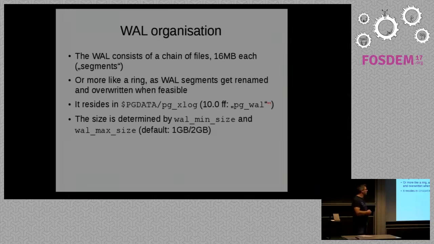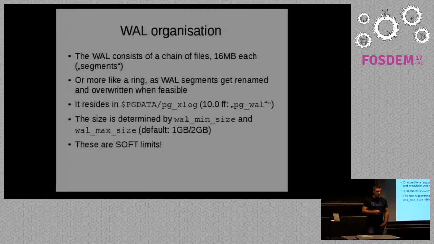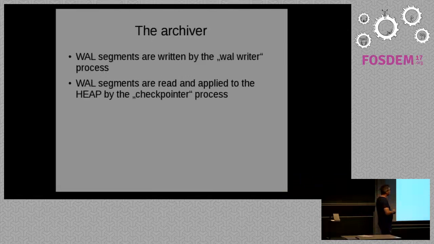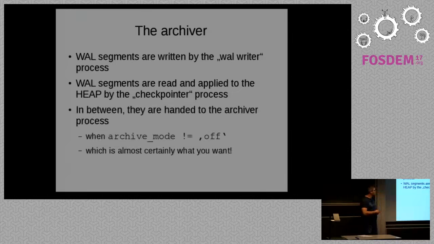Anyway, size is determined by wal_min_size and wal_max_size. Oh my God, it's FOSDEM. By default it's 1 gigabyte or 2 gigabytes, but those are soft limits. We'll come to that. The WAL writer writes WAL segments, which are then read by the checkpointer process. And in between, if you have it, the archiver will run and will do something to them. And we'll come to that as well.